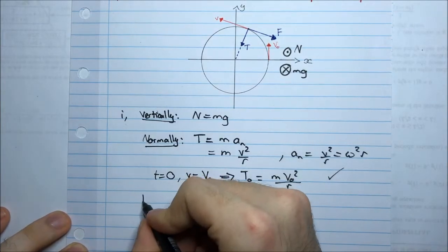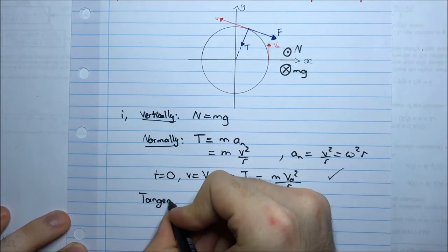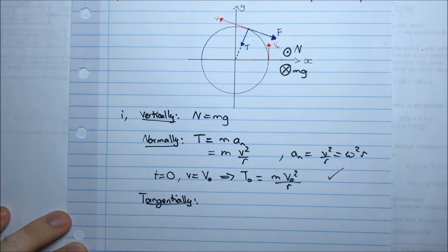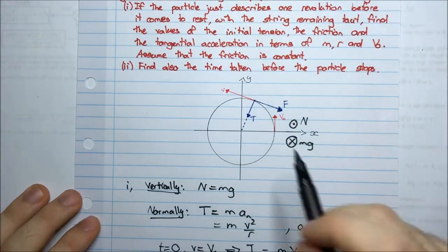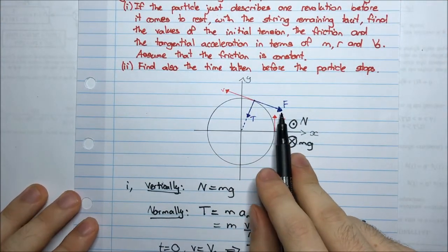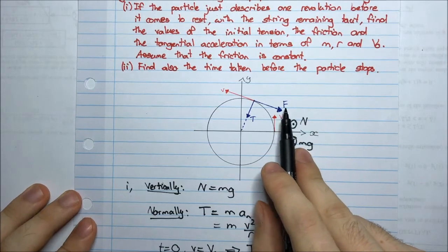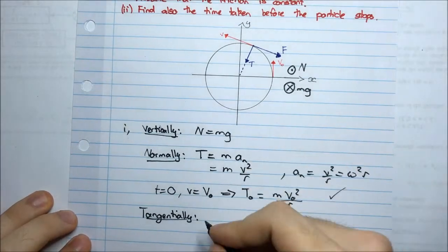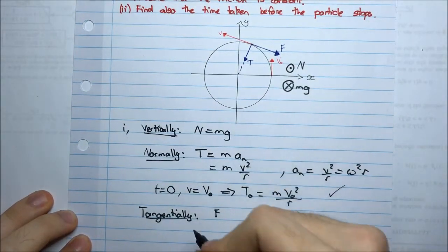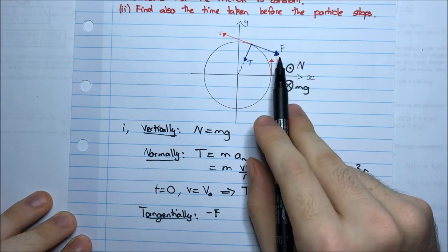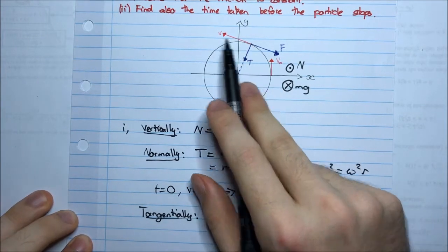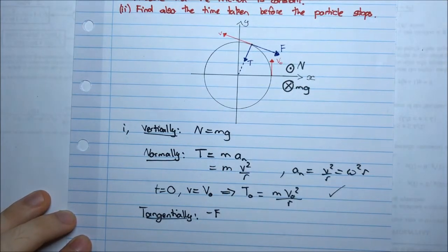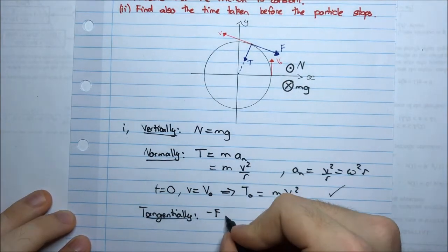Now, let's have a look at the tangential component, which is a bit more involved. So tangentially, what do we have here? All right, let's look at our diagram again. We have the force of friction. Now, friction is constant, so F is just a constant. I've labeled it F. So I have the force of friction, but it's going to be negative because it's going in the opposite direction of motion. This is our velocity at any point. It's going anti-clockwise, and the friction is trying to make it go clockwise. So we have a negative friction.